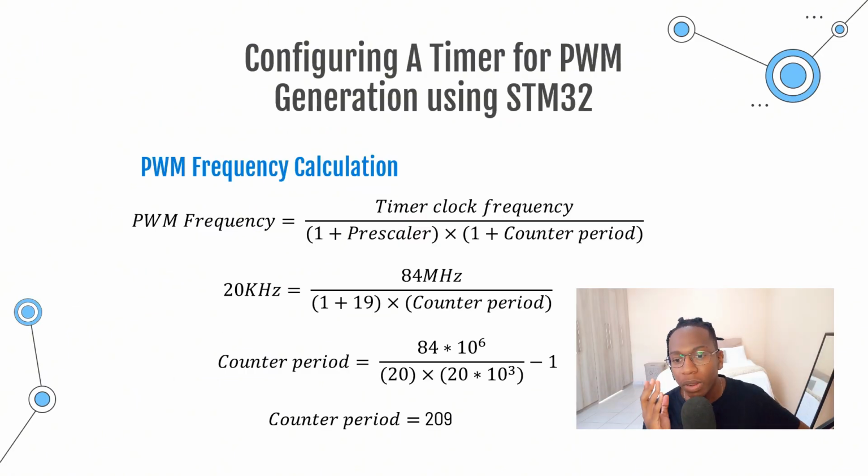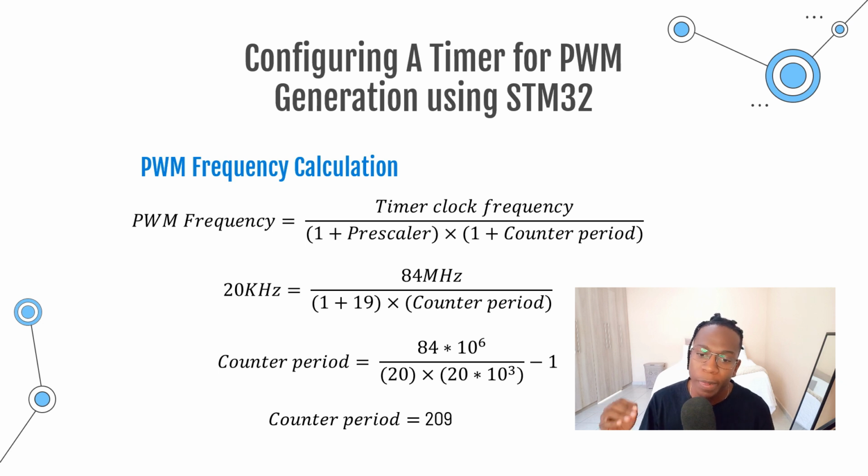Okay, now let's talk about configuring a timer for PWM generation using your STM32 microcontroller. So we can start with the PWM frequency calculation. If you want to set the frequency of your generated PWM signal, the equation that you would use would be the clock frequency that you supply to your timers. This can be your microcontroller system clock, or it can be an external clock. So you take that clock frequency and you divide it by 1 plus the prescaler value that you choose.